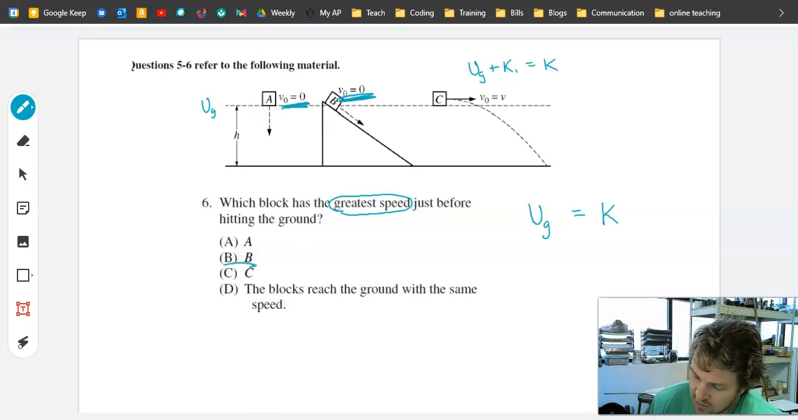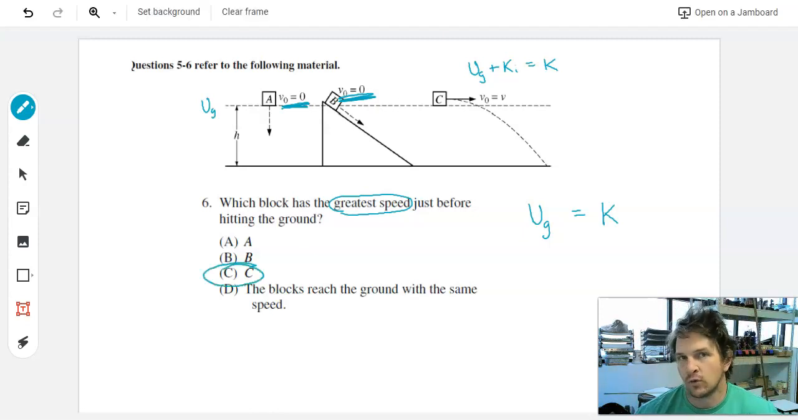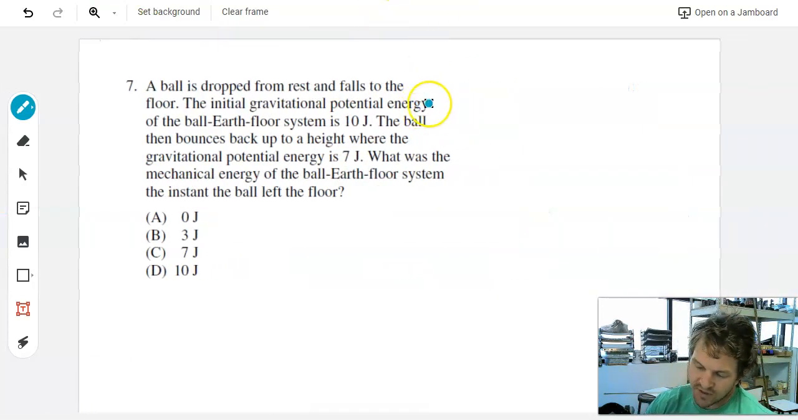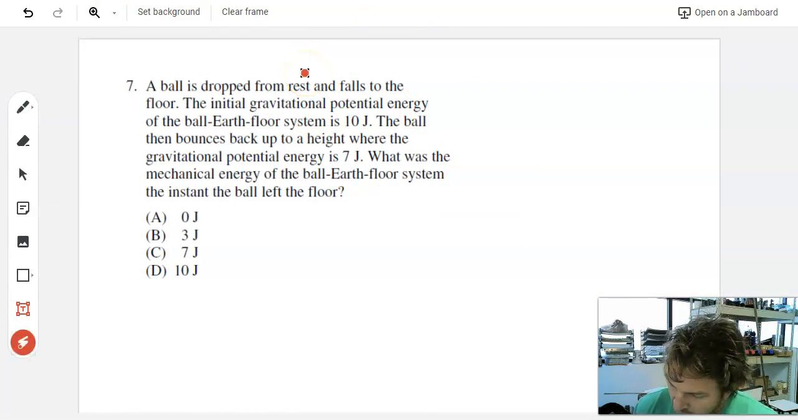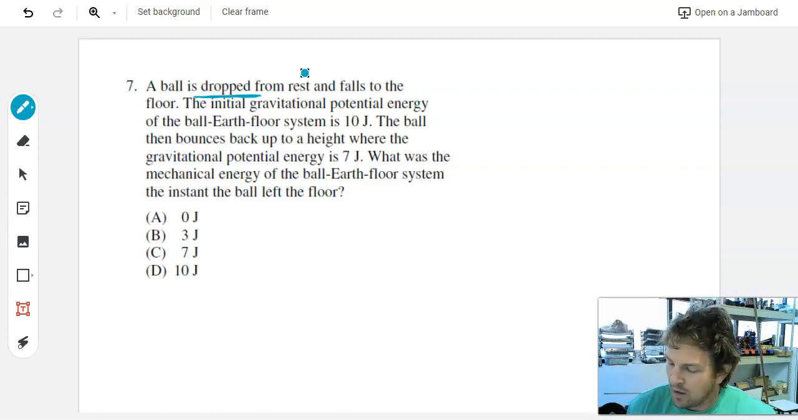So C is our answer for which one's going the fastest. Number 7, a ball is dropped from rest and falls to the floor. The initial gravitational potential energy of the ball Earth system is 10 joules. So it's important to know that this is dropped. It's not moving at the beginning, right?